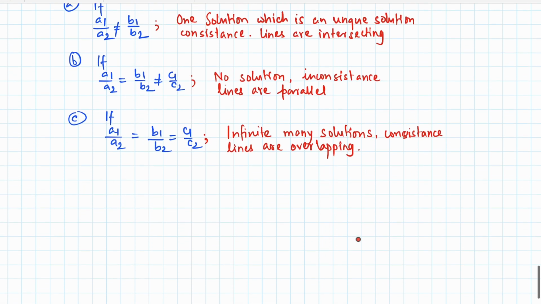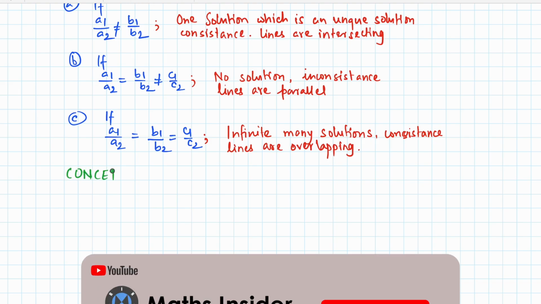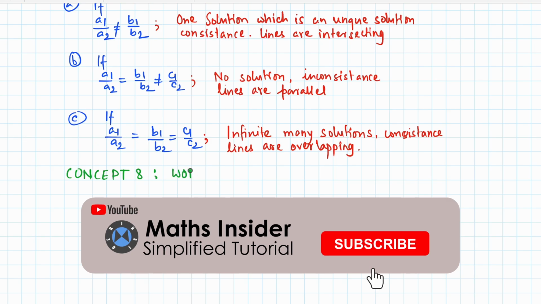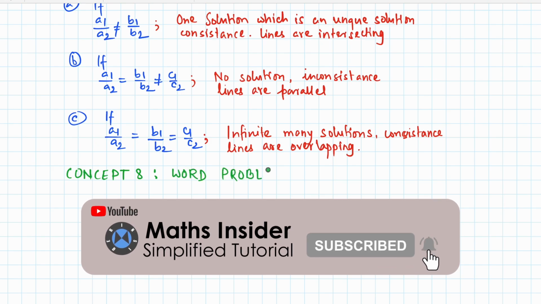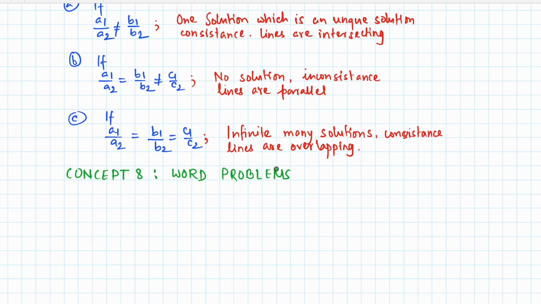So these are all the three important conditions that we should keep in mind when solving linear equations with two variables. Now, concept number 8 is word problems. Recall all the different word problems. The more you practice this kind of problem, the more confidently you will be able to solve them during the exam.